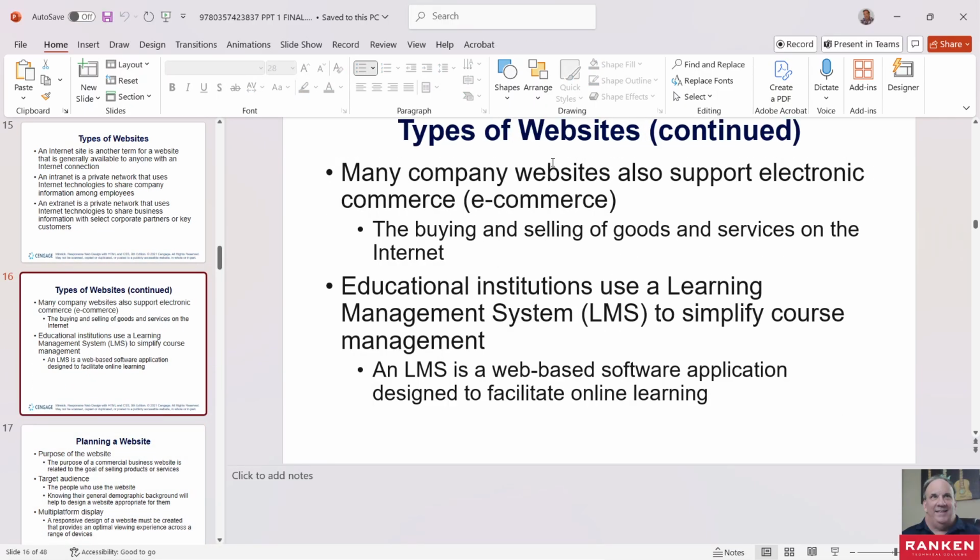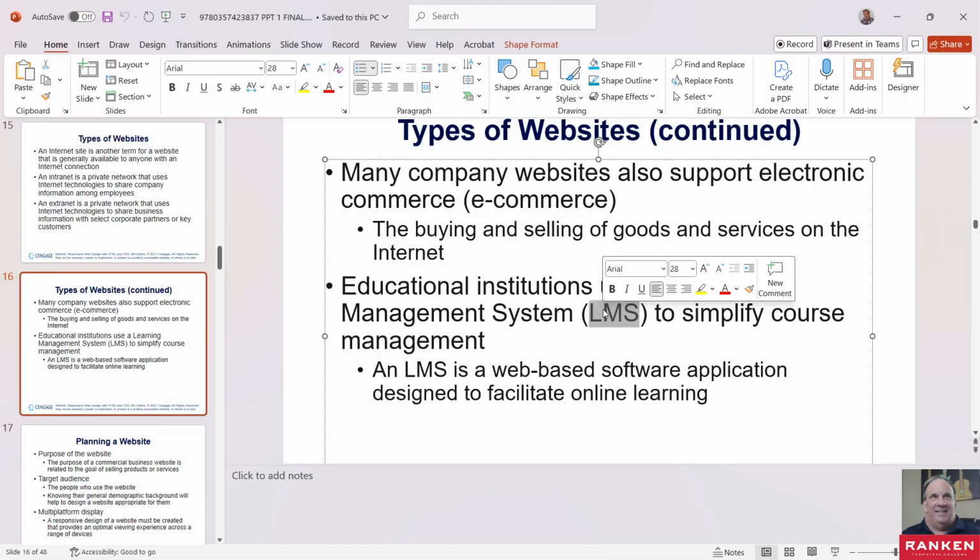Many company websites also support electronic commerce, e-commerce, the buying and selling of goods and services on the internet. And educational institutions use a learning management system, LMS, to simplify course management. So Inside Rankin is an LMS, okay? An LMS is a web-based software application designed to facilitate online learning.